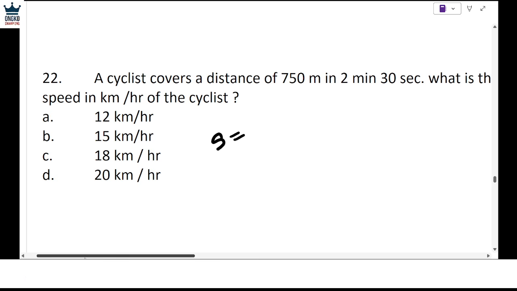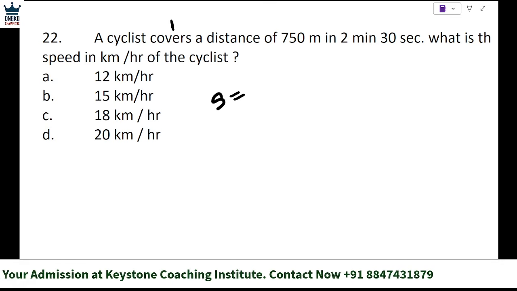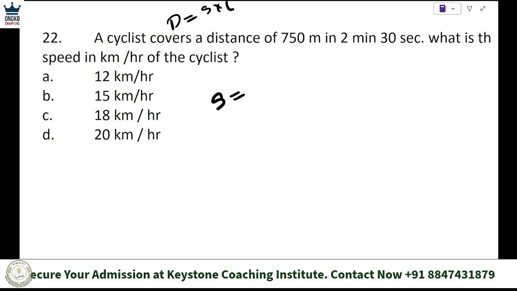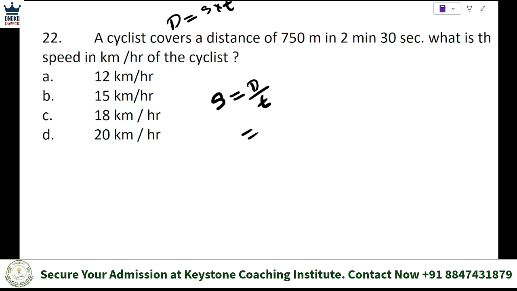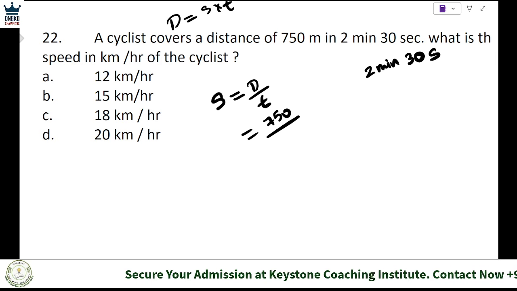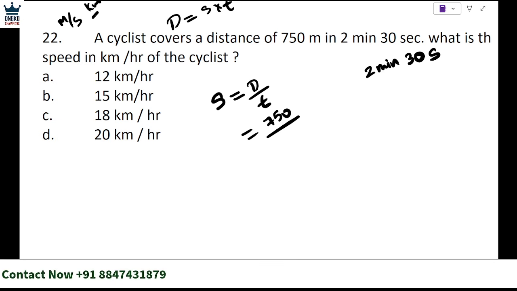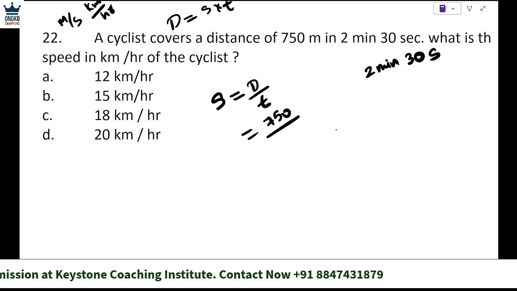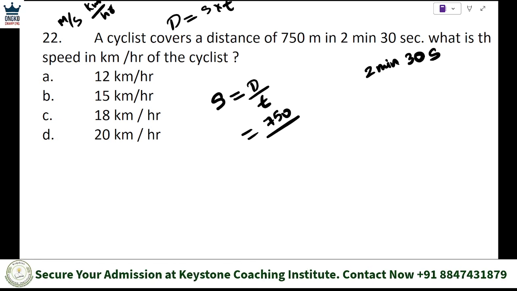Okay, so here we need the speed. From the formula, distance is equal to speed into time, so speed becomes distance by time. The distance is 750 meters and the time is 2 minutes 30 seconds. So we need to convert the minutes into seconds also, because for speed we have only 2 units, which are meter per second or kilometer per hour. After that only we'll convert to kilometer per hour.